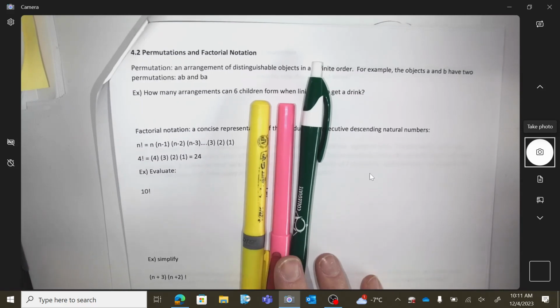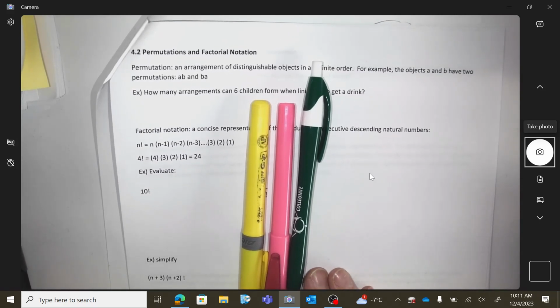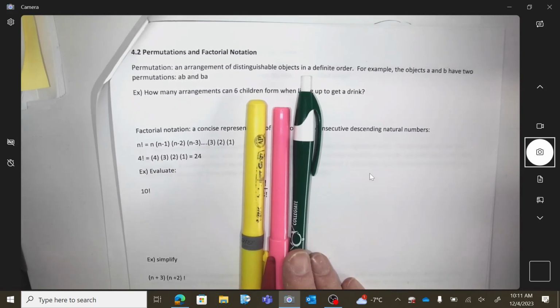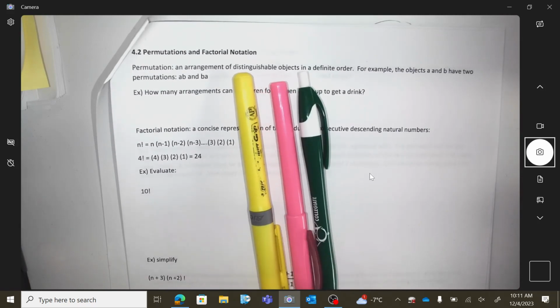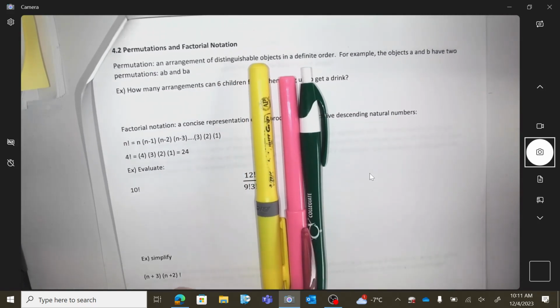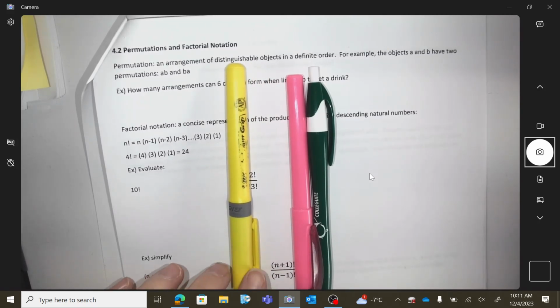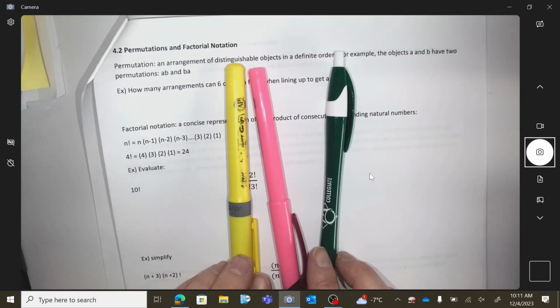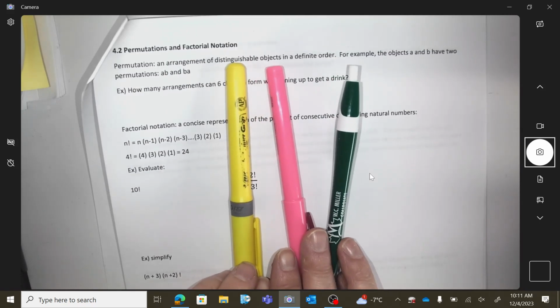Okay, so this lesson talks about permutations and factorials. A permutation in math is a way of arranging objects. Let's put these markers, pens, in an order. Would you agree I could go yellow, pink, and then green if they were to line up?